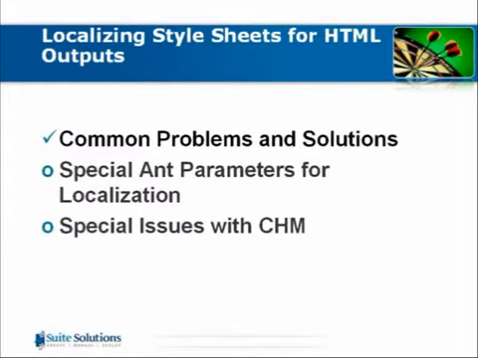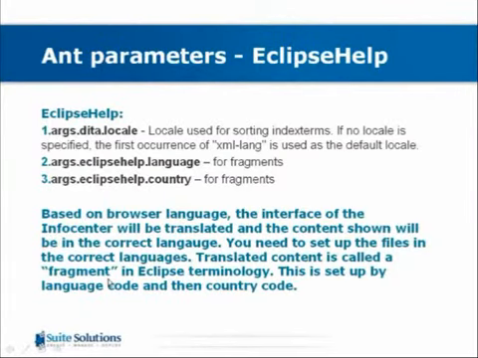We'll go on to special ANT parameters for localization. We'll start with EclipseHelp. Okay. EclipseHelp has 3 parameters available for localization.